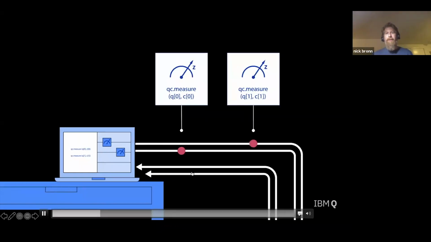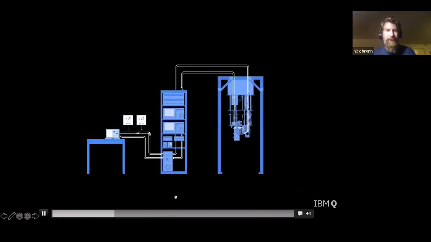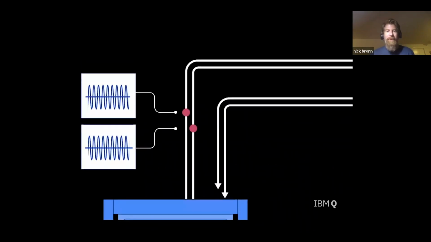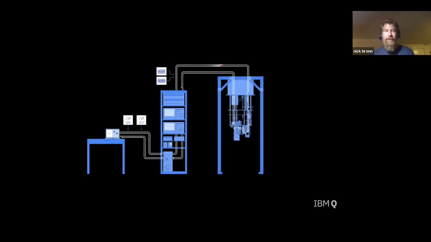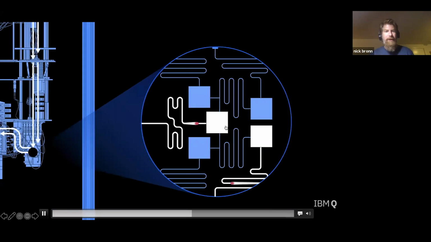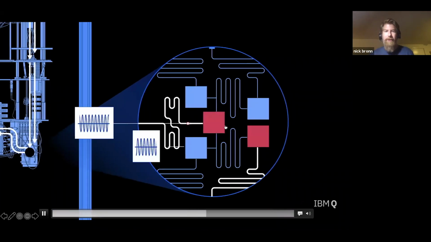So for example, in this measurement, pulses measure qubit 0 and store it in classical register 0, qubit 1 in classical register 1. Those signals get mixed together with RF generators and arbitrary waveform generators and then sent into a dilution fridge down to the coldest stage where the qubits live, and they interact with the resonators that are coupled to the qubits.